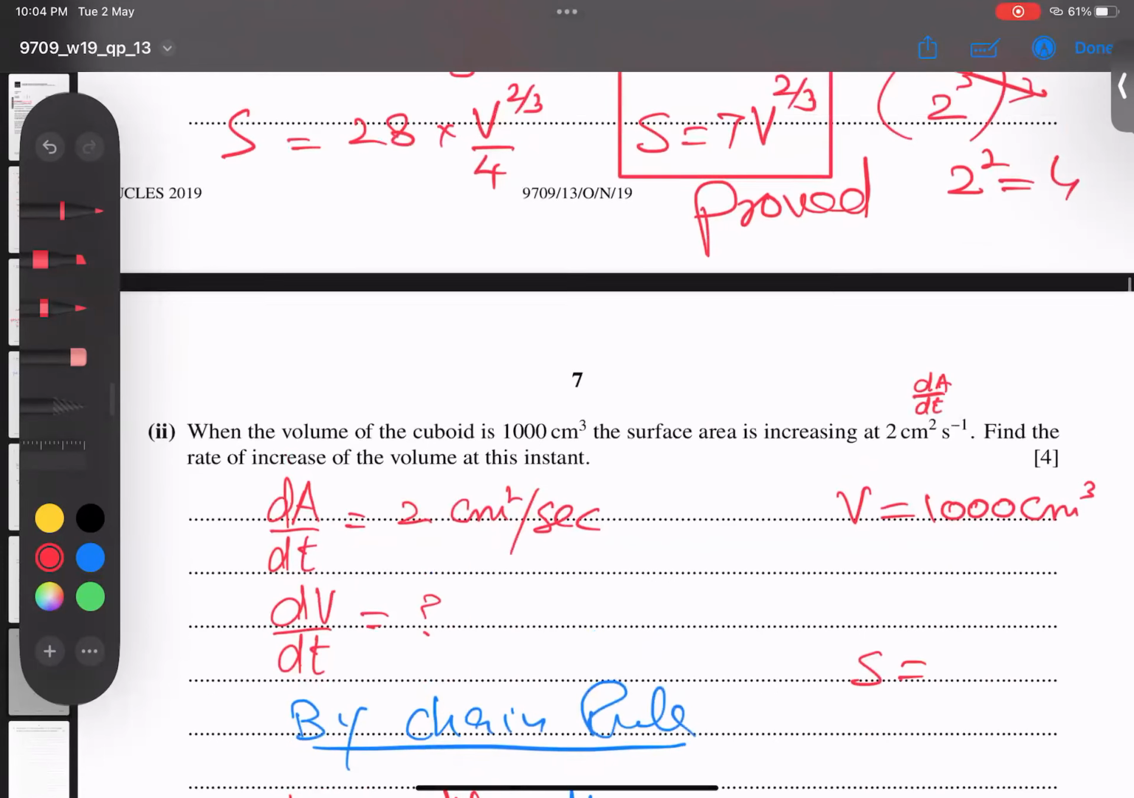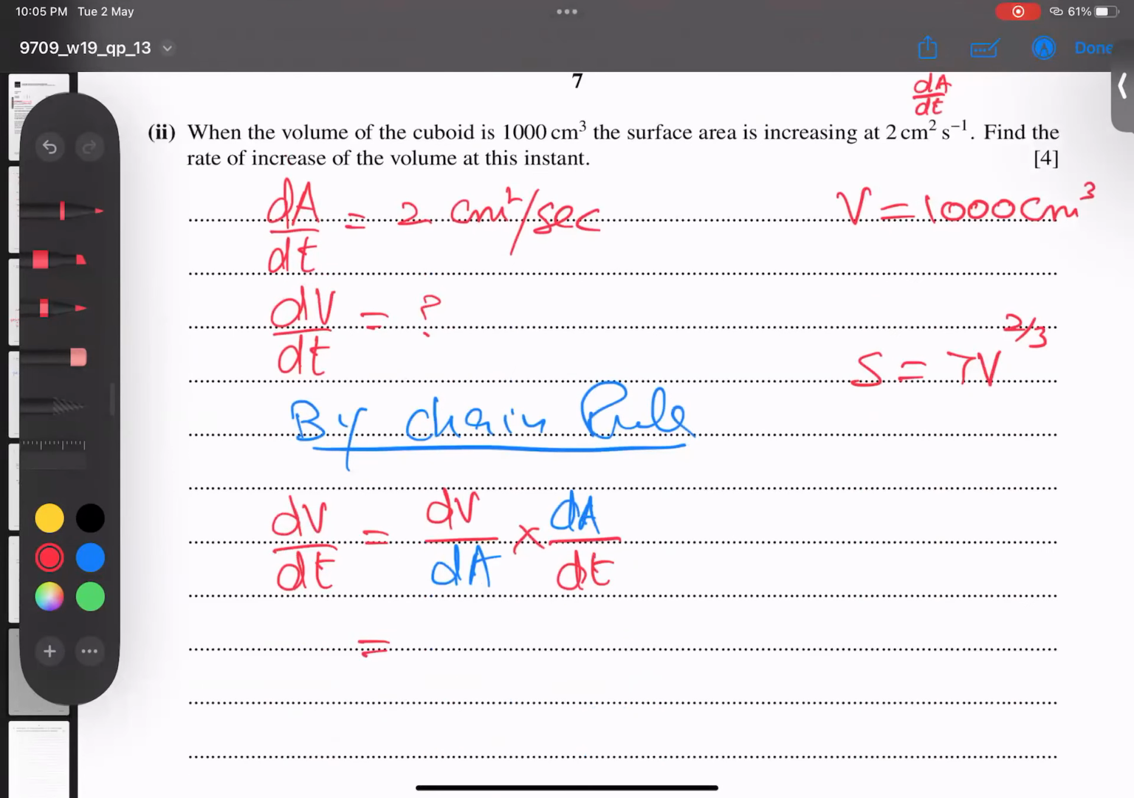S is equal to 7V to power 2 by 3. And this will help us. So if I differentiate dS or dA, no problem. If you are confused, you can write this A or S as well. Not a big task. So if you are confused, I erase this A and I write here S. dS by dt, dS. I think now it's clear. Same thing. So dS by dV. You ask why, sir? Because the left hand side variable comes up, the right side variable comes down.